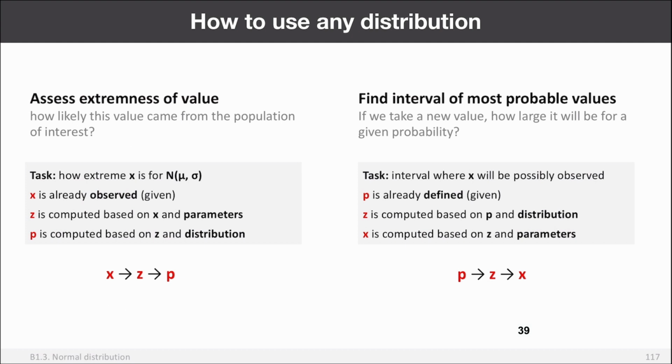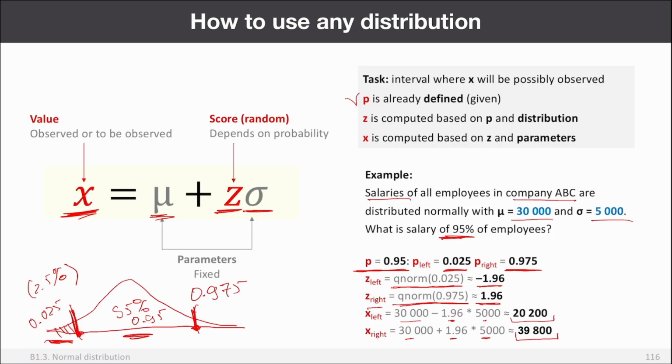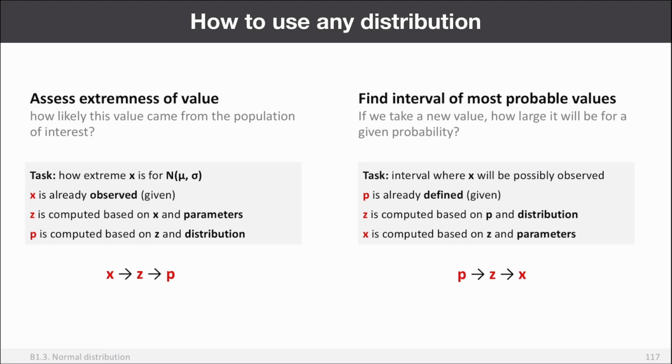So now I know that 95% of the employees have salary between these two. And then 5% are beyond. 2.5% have salary smaller than this one. And 2.5% have salary larger than this one. Okay. And once again, this is the way we are going to use any distribution. Either we assess extremeness of the value. In this case, for given value, we compute z-score based on the value. And for given z-score, we use CDF function, right, to get a probability to get a value as we have or more extreme. And more extreme depends on what you define as extremeness, larger or smaller usually, right?